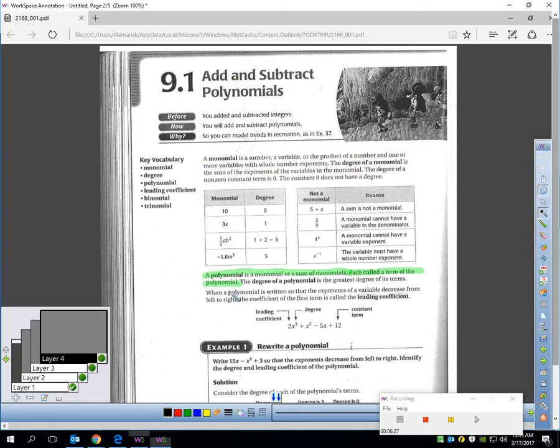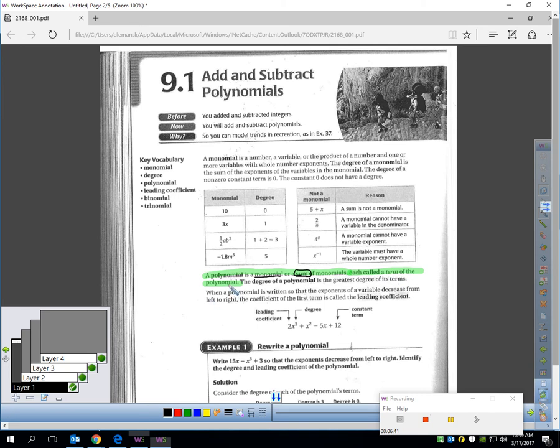Let's talk about a polynomial next. A polynomial is a monomial or a sum of monomials. So polynomials would be a monomial on its own, or if I add monomials together. Now, if I do that, each is called a term of the polynomial.